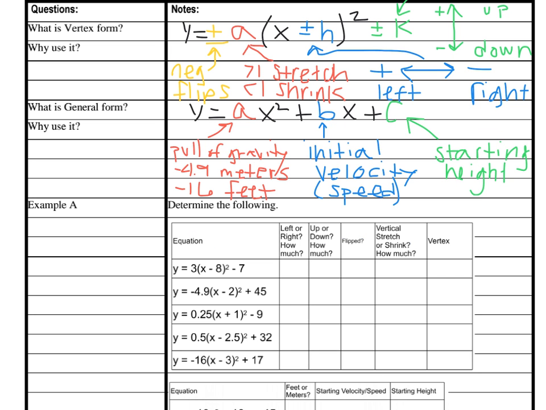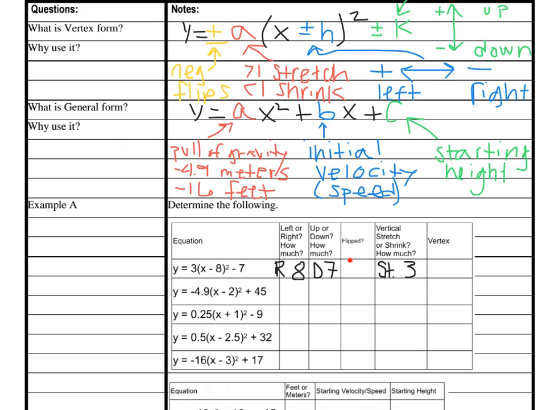Example A, determine the following. So in this first equation, we have y equals 3 times x minus 8 squared minus 7. This is in vertex form, so we're going to use this equation up here. The 3 out front is in the spot where this a is, so that tells us it's a stretch or a shrink. 3 is bigger than 1, so it's a stretch of 3. Next we have x minus 8, and it's a minus 8. So I look for the minus, so that tells me it goes right 8. Next we have this minus 7 on the outside. Minus, if we look, tells us we go down, so I'm going to go down 7.